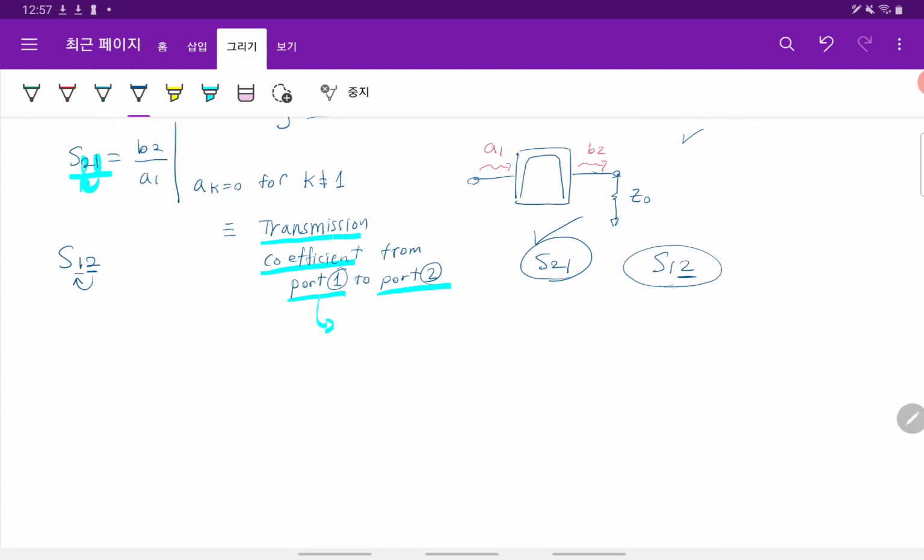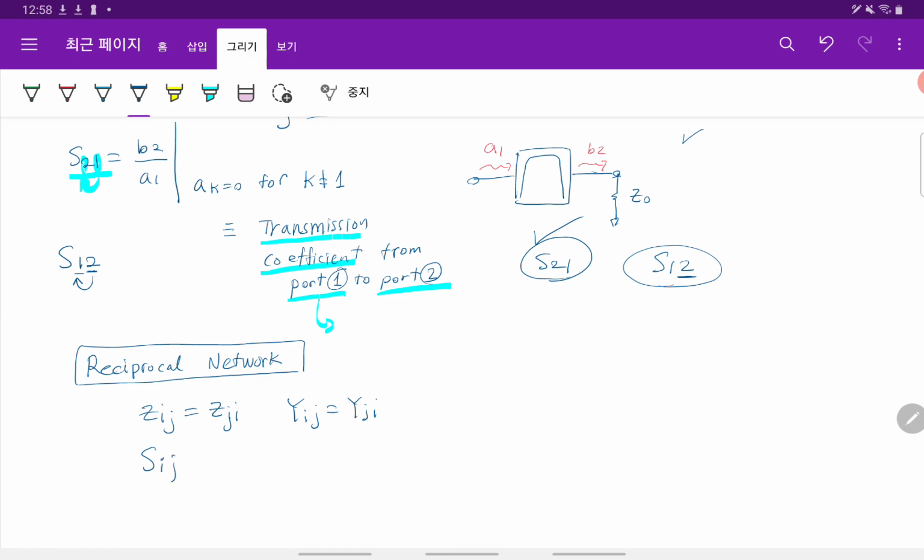So lastly, reciprocal network. It was represented by this, right? And Yij is Yji. S has the same feature, so Sij equals Sji. So if S12 is the same as S21, we call it a reciprocal network, right?